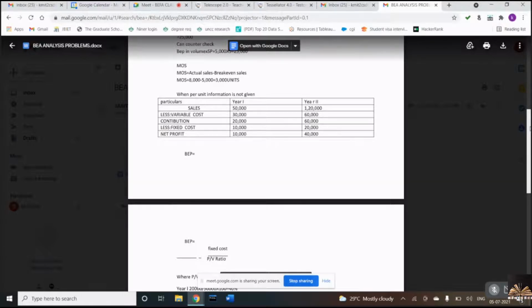Just take down the question, all of you. This is a direct solution given. Srikanth Enterprises deals with a product. The following is the cost data. Have 3 columns: Particulars, Year 1, Year 2.